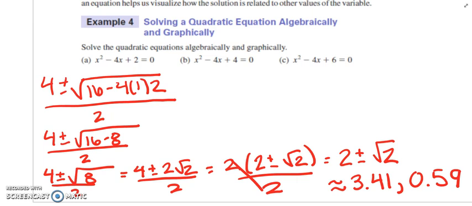I'm not explaining all my work. You should know how to do this by this point. If you have any questions, let me know. I get 2 plus or minus the square root of 2, which is approximately 3.41 or 0.59.